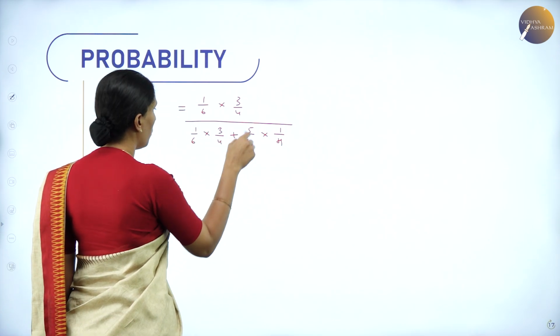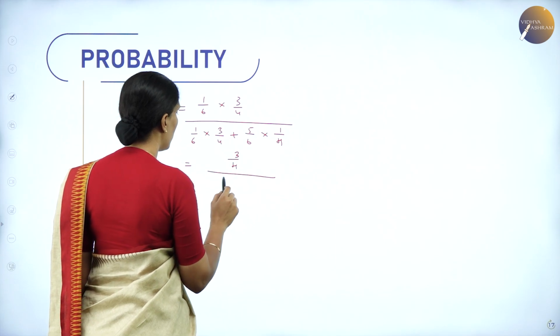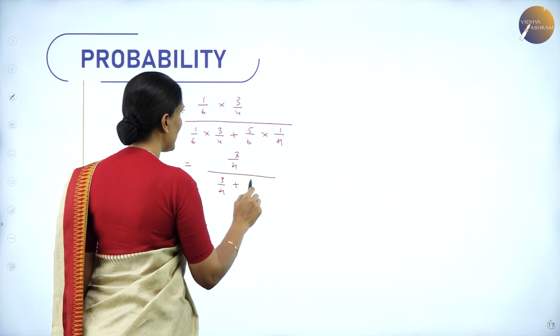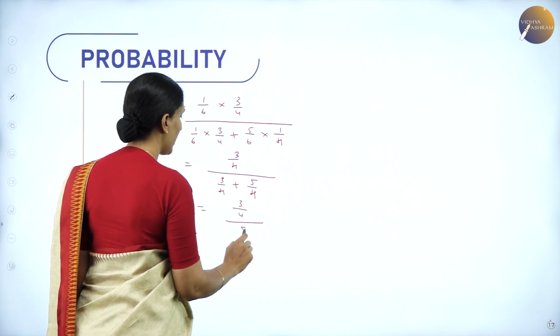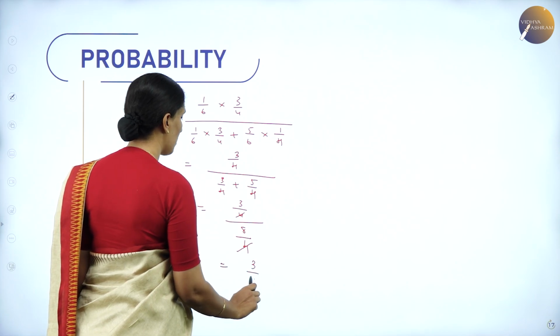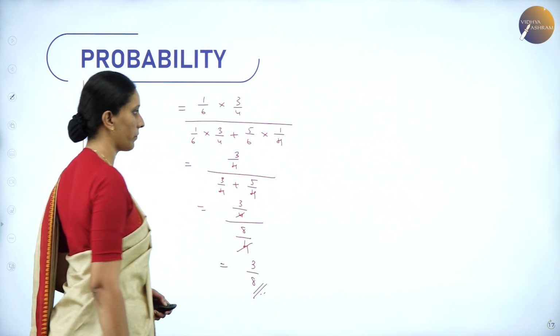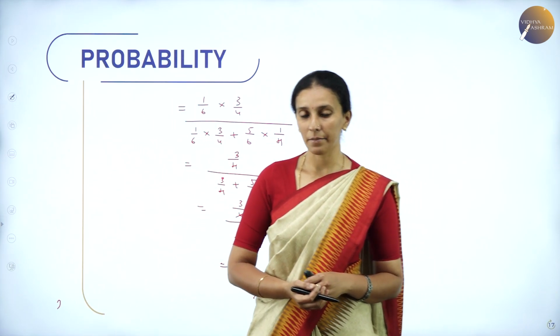Now we can remove 1 by 6 here. Then we are left with 3 by 4 whole divided by 3 by 4 plus 5 by 4. So 3 by 4 whole divided by 8 by 4. 4 gets cancelled. The value is equal to 3 by 8. So this is the application of Bayes theorem in terms of these statement problems.